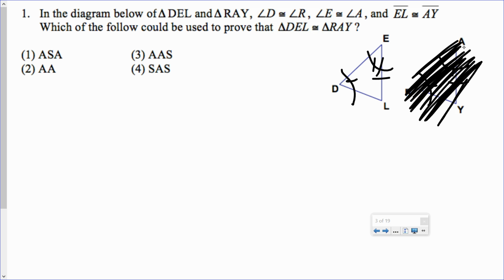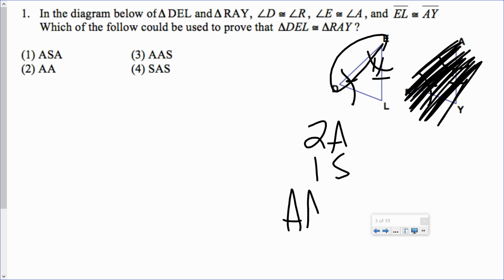How many sides are marked? How many angles are marked? 2 angles, 1 side. Is the side that's marked the side that's between the 2 angles? No, this is the side that's between the 2 angles. So since the side is not between the 2 angles, that would be AAS. So that's the gist of it.